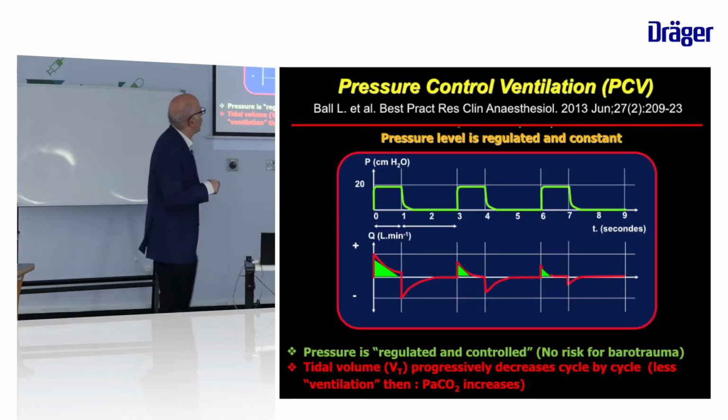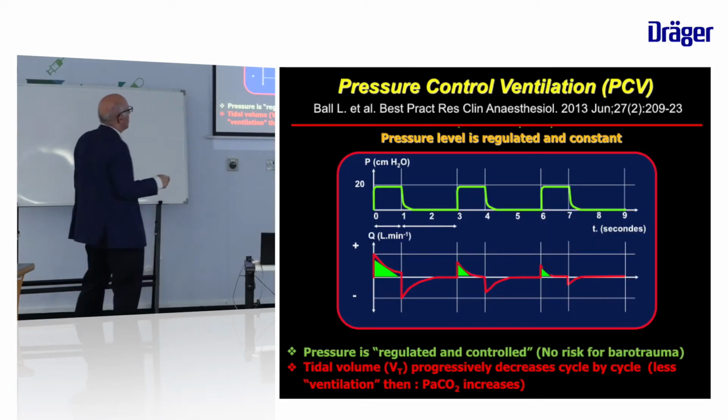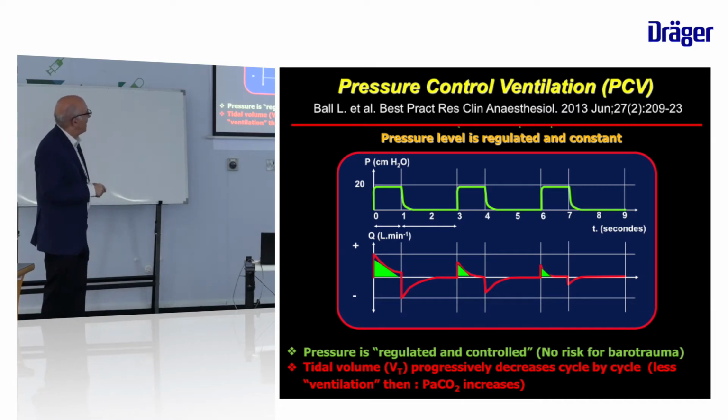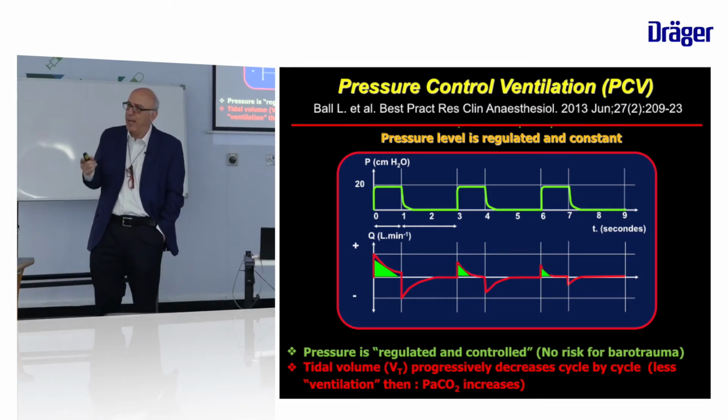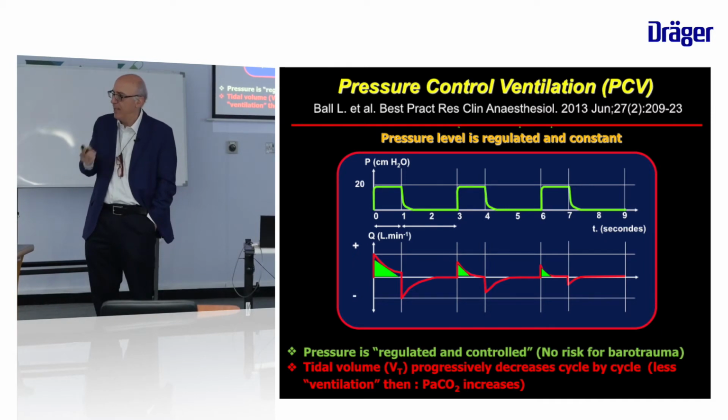If you are in pressure control ventilation, when you have a reduction in the compliance of the respiratory system, you see a reduction in the inspiratory flow and a reduction in the volume. And of course, the CO2 increases. It's a little bit more difficult here, of course, to detect if this is due to the resistance or the elastic component.